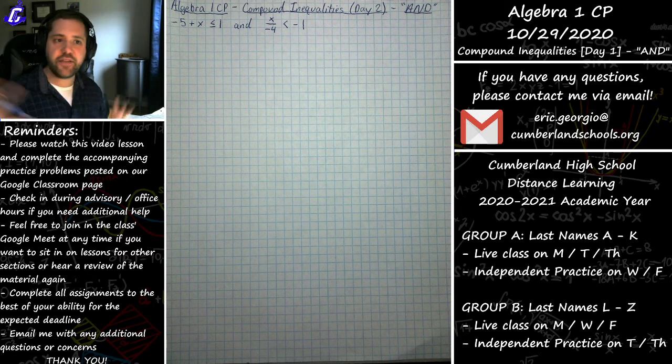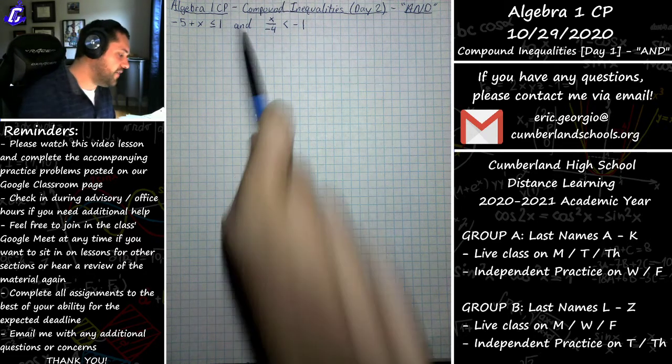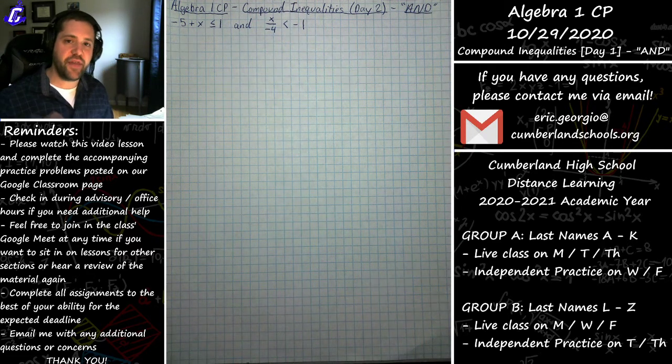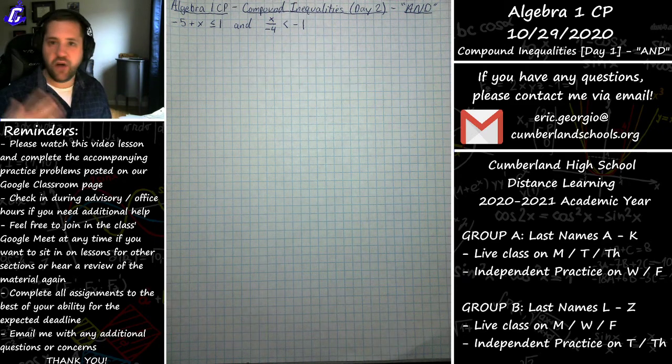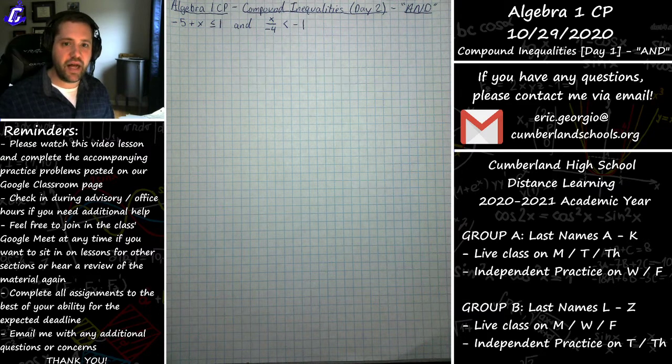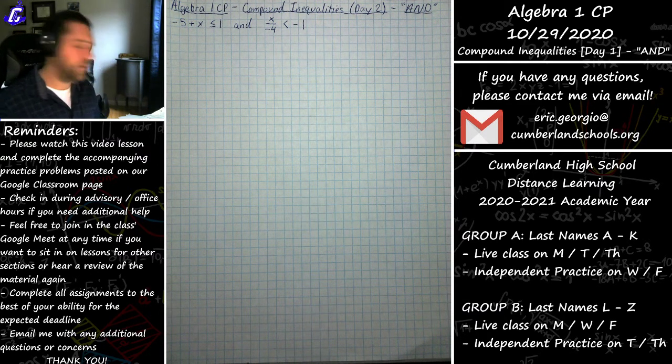But just like the problems with "or," in order to solve a compound inequality and graph it with "and," we are going to start by just solving both inequalities separately. It still is pretty much two inequalities going on in the exact same problem and then just graphed together. So we'll start with that and then see what we can do from there.